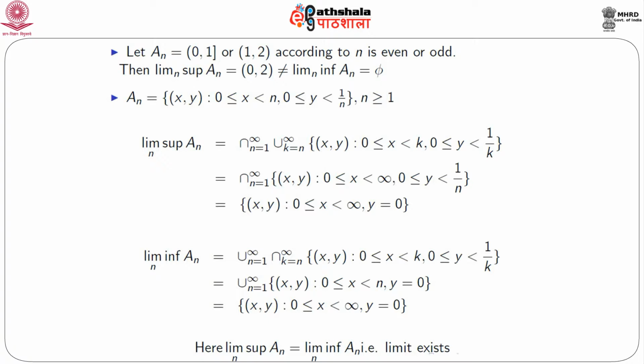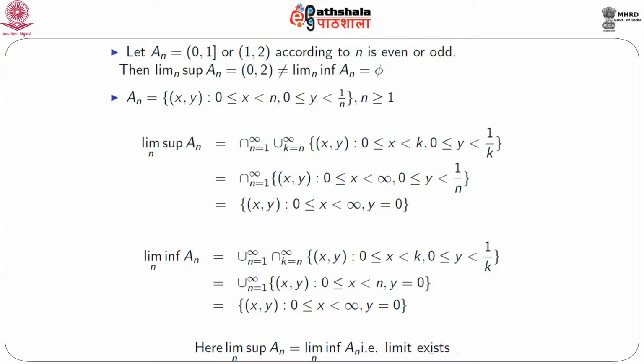Then, in the case of x, the smallest can be achieved when x is equal to n. That is why x lies between 0 and n, and for y, y is equal to 0, because we have to take the smallest set. And now, we have to take the union over n from 1 to infinity. In the case of y, it is independent of n, so it will remain the same, but in the case of x, it will be 0 to infinity.